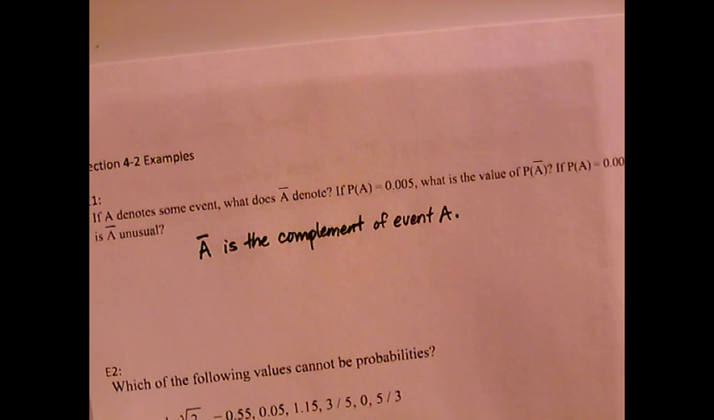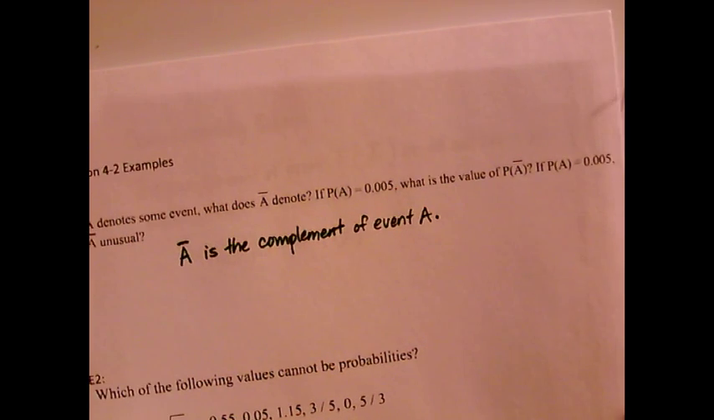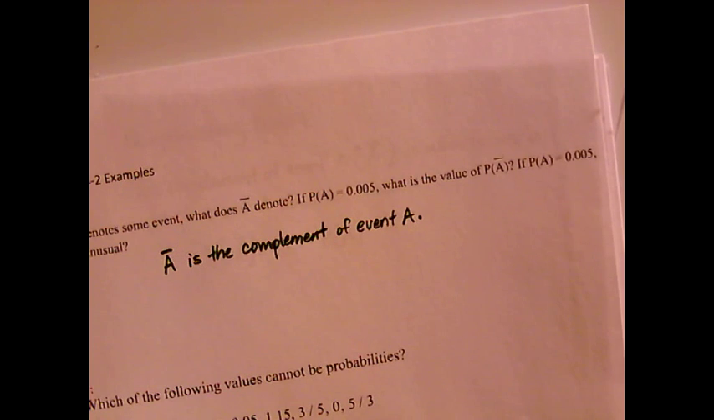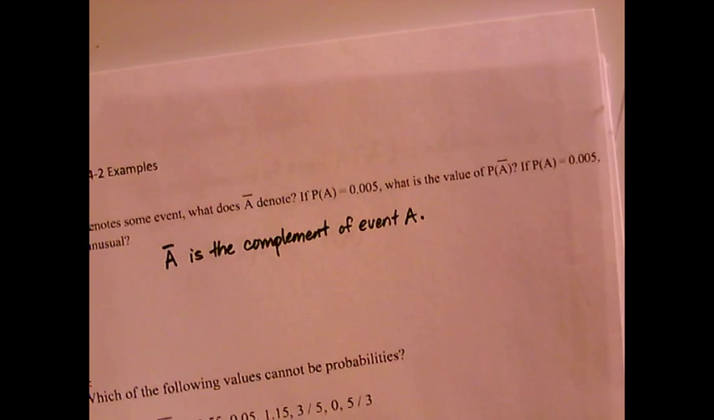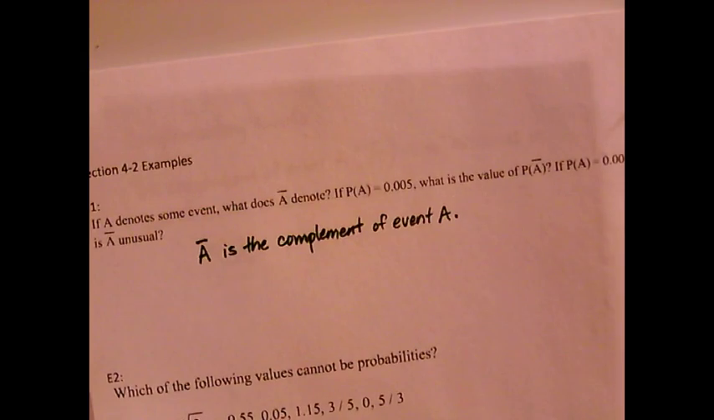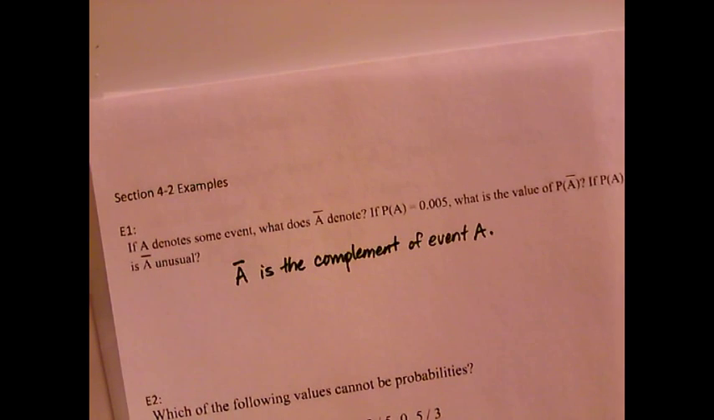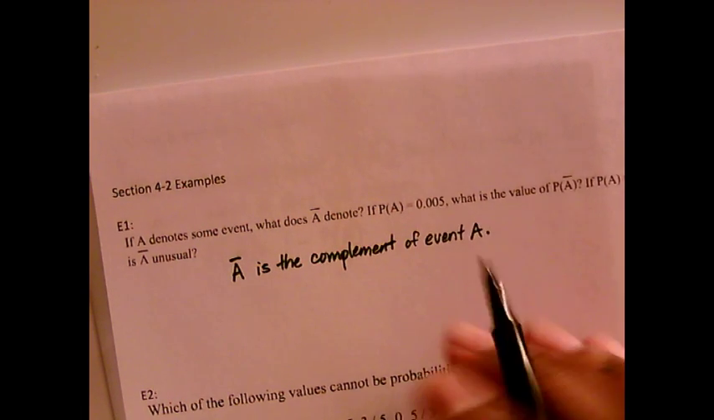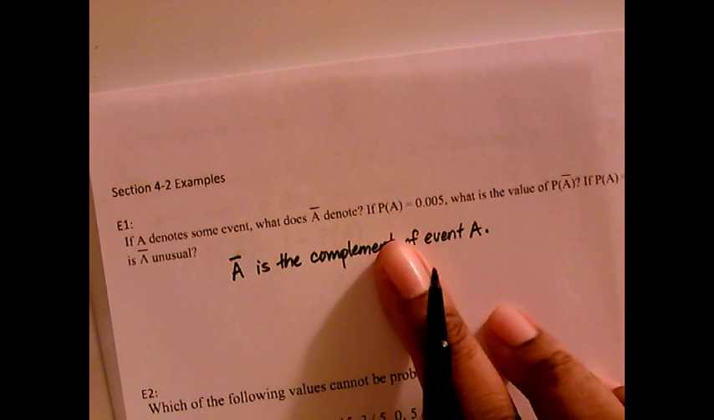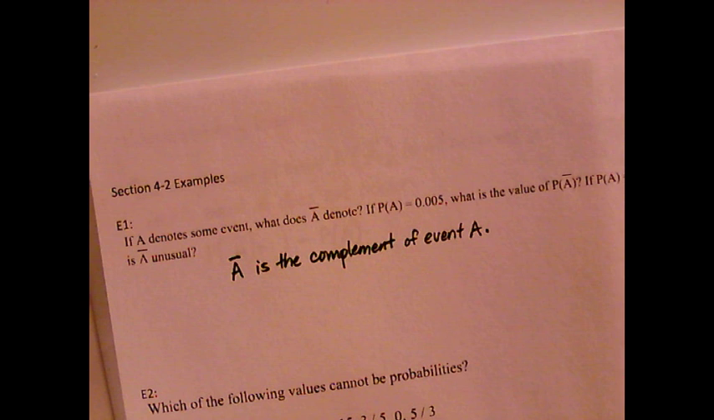Okay, so A bar represents the complement of event A. Now, if the probability of event A is 0.005, is A bar unusual? Well, let's find out. Actually, they ask this: if the probability of event A is 0.005, what is the probability of event A complement?